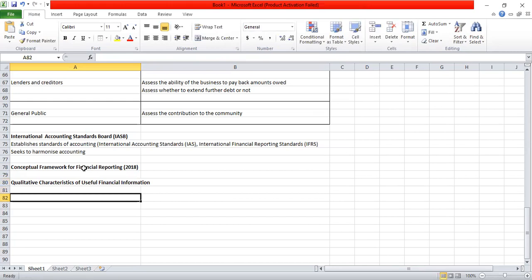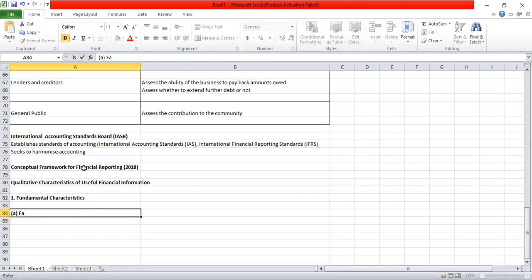These characteristics are divided into two categories. Number one, we've got what we call the fundamental characteristics. These fundamental characteristics are two. We have got a faithful representation. As an accountant, you have a duty to make sure that you produce your financial information truthfully, with honesty, without bias.